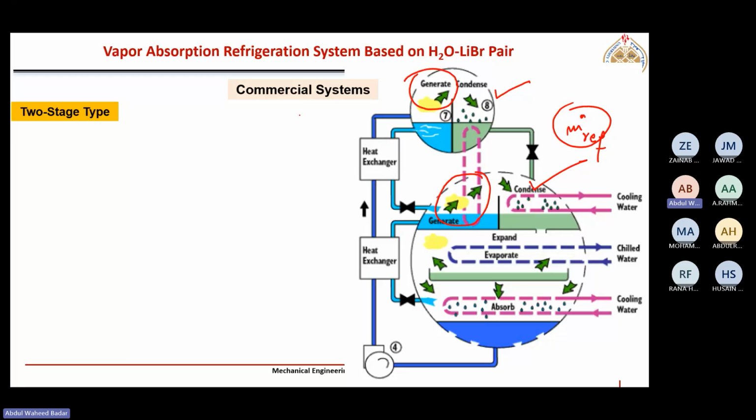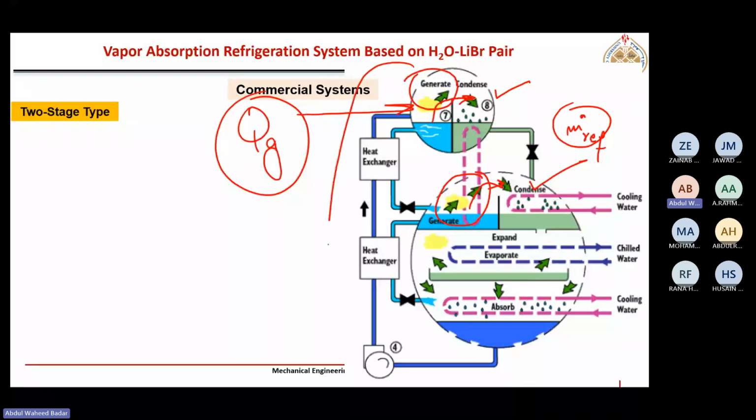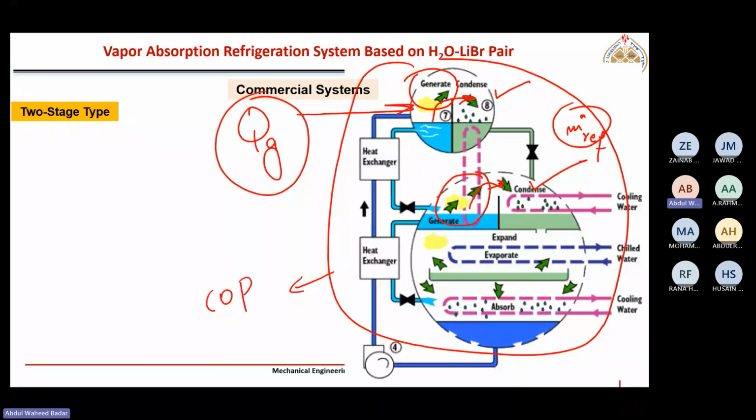And in this system, the heat which we have supplied in the generator is used more efficiently, not only to generate some refrigerant here, but also using the same heat to generate refrigerant here. So here heat input is more efficiently utilized. So such systems, compared to single stage system, can attain higher COPs, because for single stage systems, the COP is in the range of 0.7. But by utilizing two-stage or three-stage systems, we can achieve COPs greater than 1.